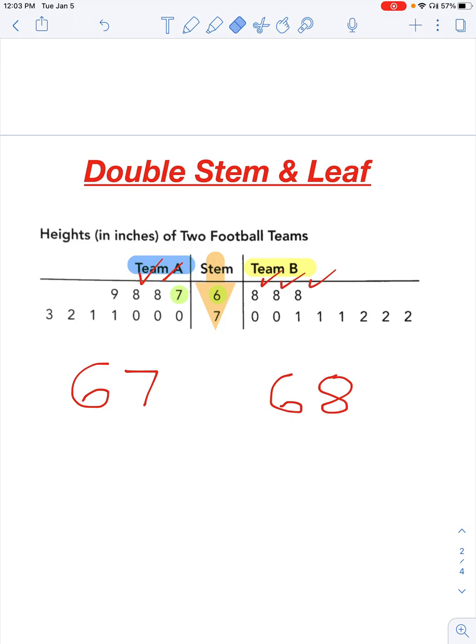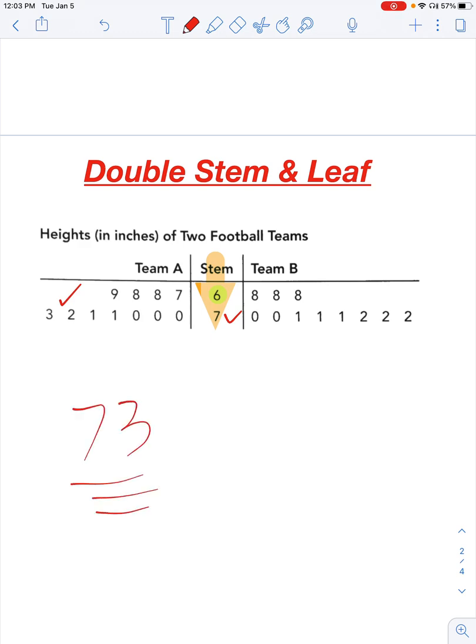If I ask a simple question, I said, hey, of these teams that you see here, which of the teams has the tallest player? Well, if we're talking about the tallest player here, Team A's tallest player, remember, 7 and 3 makes 73 inches, and Team B's tallest player is 7 and a 2, which gives me 72 inches. So I could clearly say that Team A has the taller of the players.